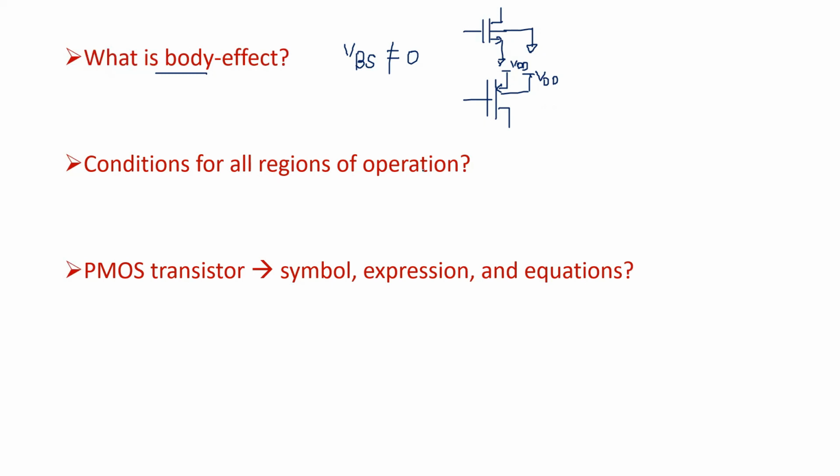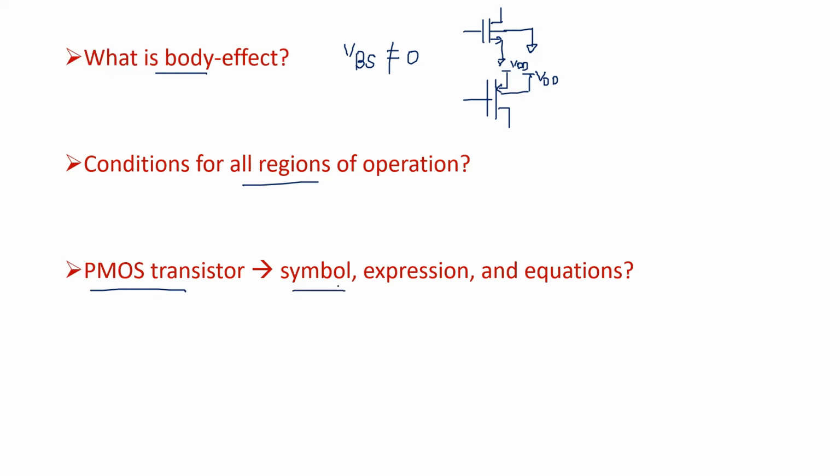So the conditions for all the regions of operation, we all know. VGS should be greater than VTH for formation of the channel. After that, VGS minus VTH should be less than VDS for saturation, and VGS minus VTH greater than VDS for the triode region. And please look at these things for the PMOS transistor, because it might be confusing sometimes.